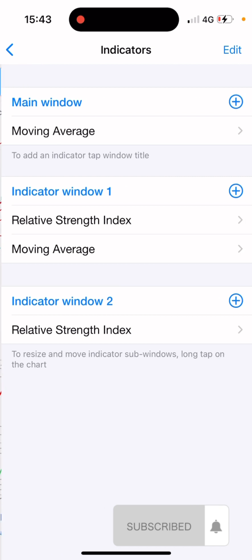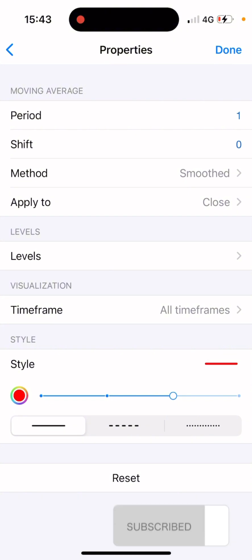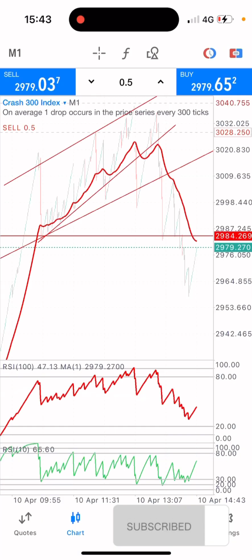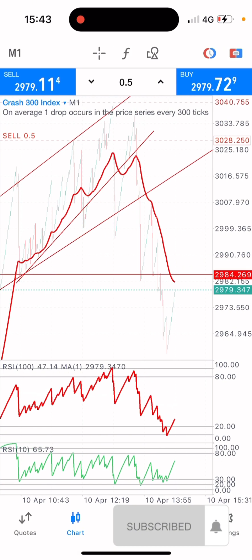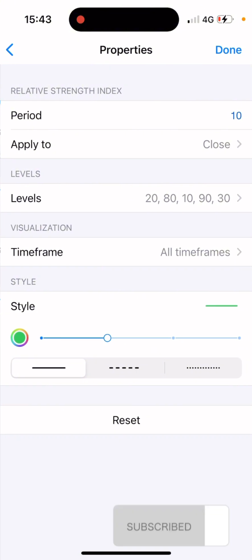Then on that same RSI, you click the plus button on indicator window 1 and you add moving average, period 1, shift 0, method smoothed, and you apply it to close. You put the color of any choice you want. Then you go on indicator window 2. On indicator window 2, put another RSI. That's all we are dealing with.